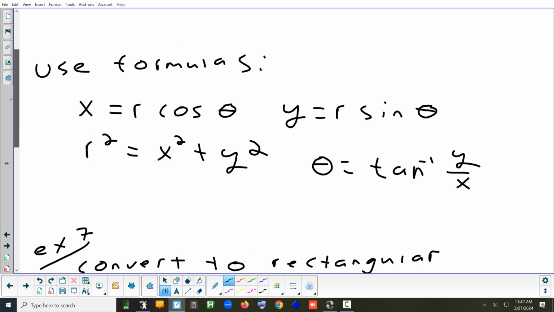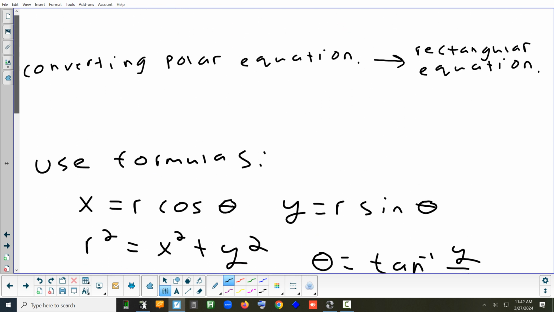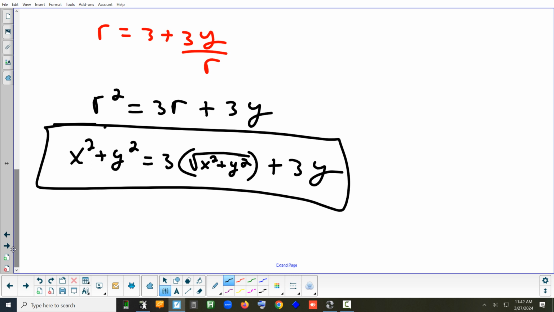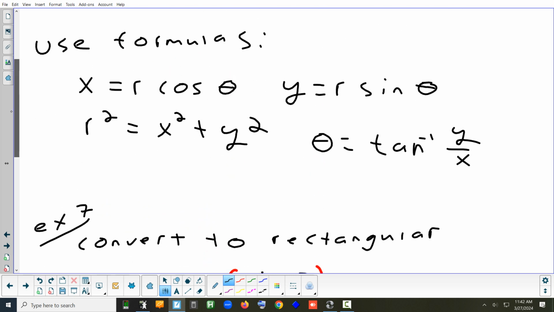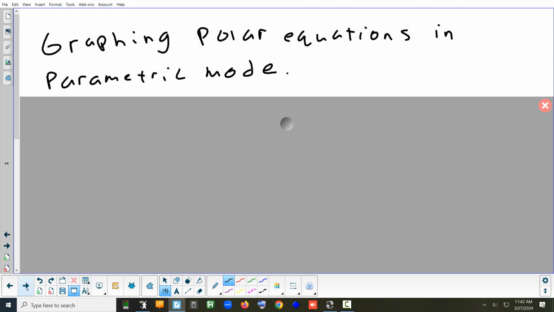So any questions on converting a polar equation to a rectangular equation? Okay, just use those 4 formulas right there. Okay, now let's look at how we can change a polar equation to a parametric equation. Okay, so this is polar, parametric.